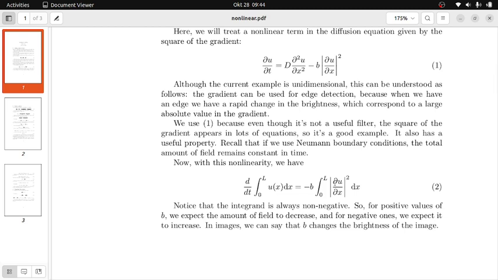And if b is negative, this thing here is positive, which means that the total amount of field increases. So if you actually solve this equation and compare with the linear one, when b is positive, you expect to have less field in the simulation than in the linear one. And if b is negative, you expect to have more.